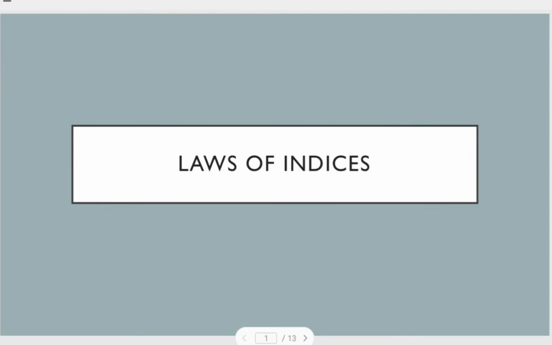Hi, in this lesson we are going to discuss the laws of indices. First of all, we'll try to identify the components of indices. A number on the bottom is usually known as the base number, and the one on the top is usually called the index or the power. So when you write a number as 3 to the power 2, it literally means 3 into 3.